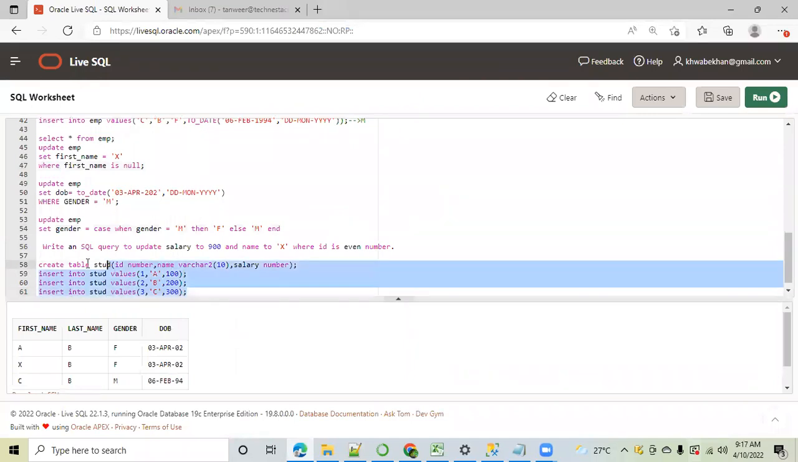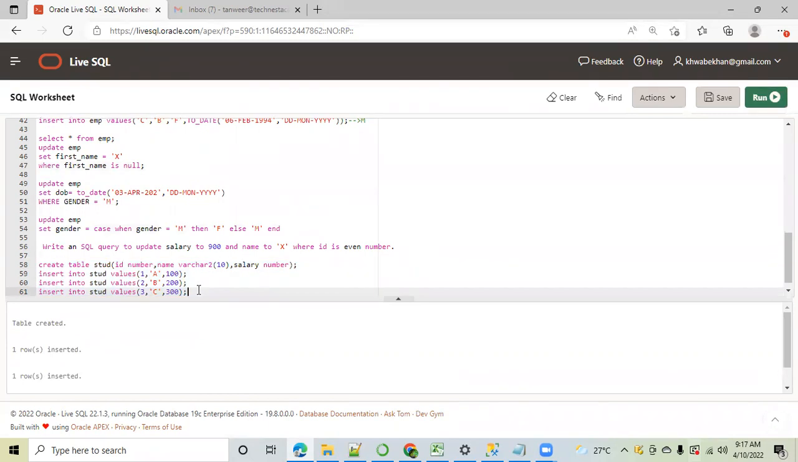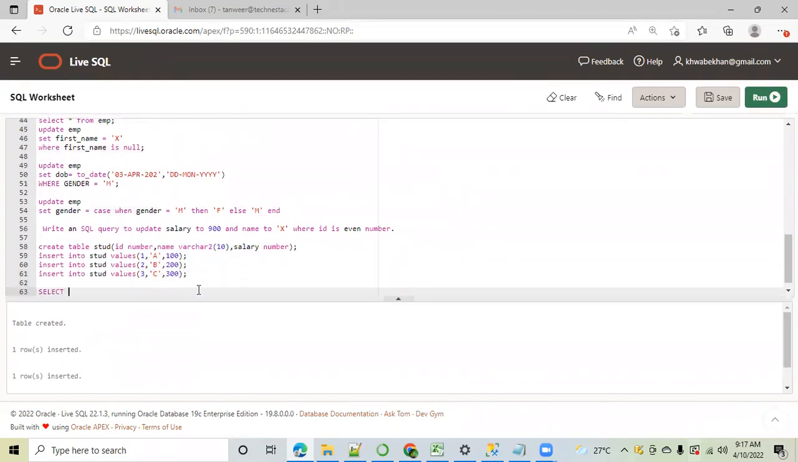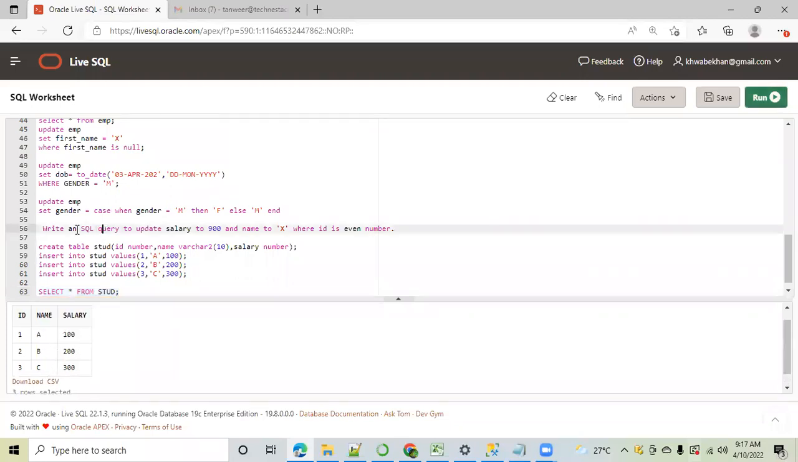First of all, create this table. Let me show you the data. Student. This is the data, name ABC and salary. Okay, now what is the question? Write a SQL query to update salary to 900, name to X. So here in this question, I want to update two columns. The first column is salary. I want to change salary and I want to change name as well.